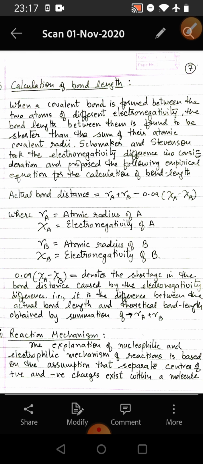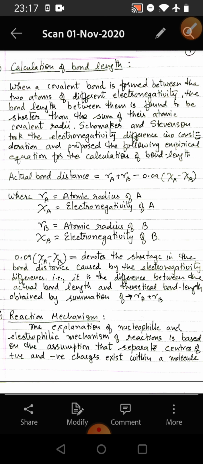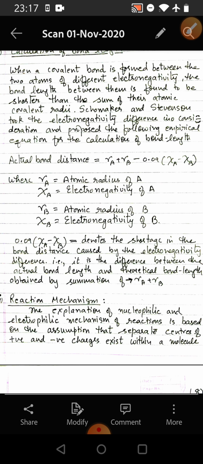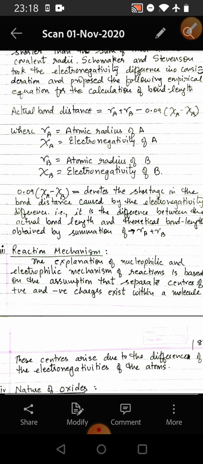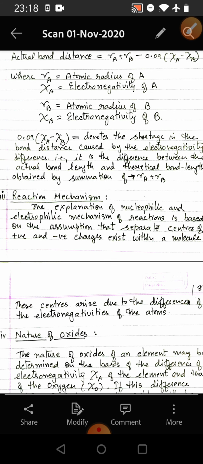Then the next application is calculation of bond length. When a covalent bond is formed between two atoms of different electronegativity, the bond length between them is found to be shorter than the sum of the atomic covalent radii. Shoemaker and Stevenson took the electronegativity difference into consideration and proposed the following empirical equation for the calculation of bond length. Actual bond distance is equal to Ra + Rb - 0.09(xA - xB), that is the electronegativity difference, where Ra is the atomic radius of A, xA is the electronegativity of A, Rb is the atomic radius of B, and xB is the electronegativity of B.